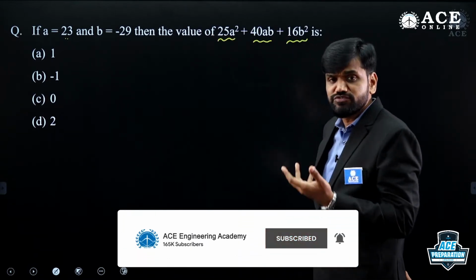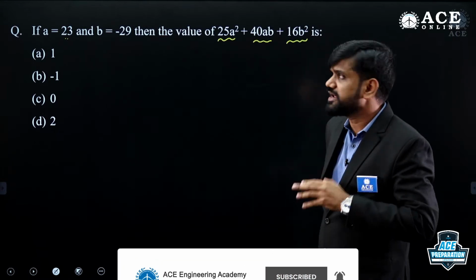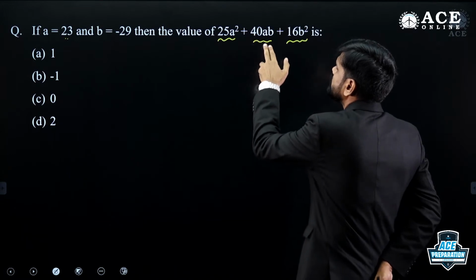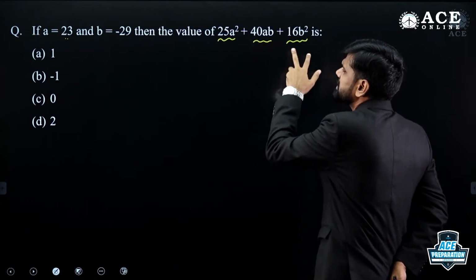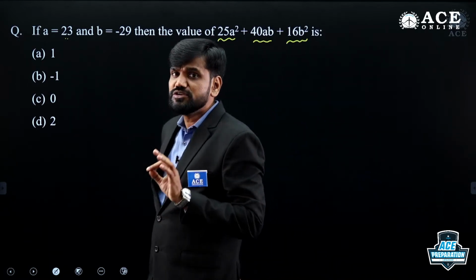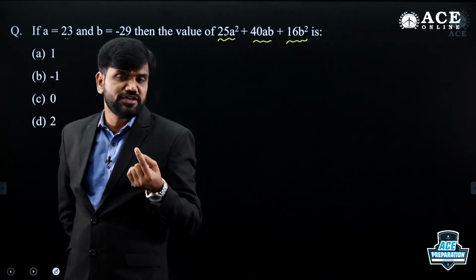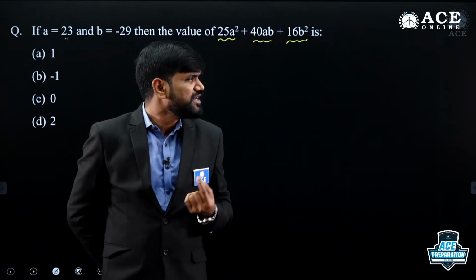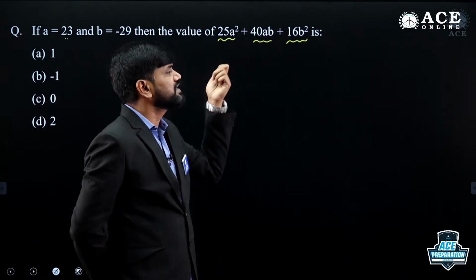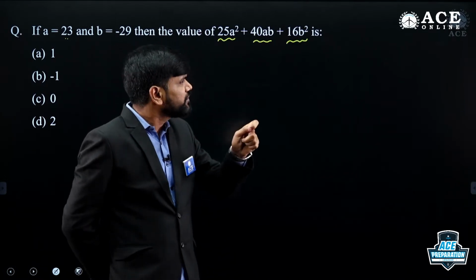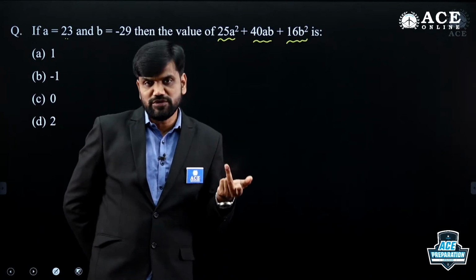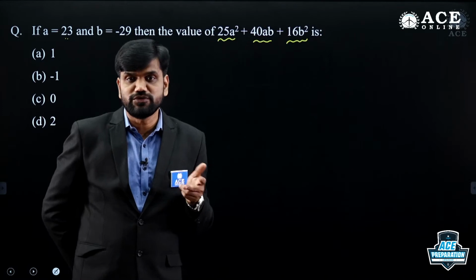We know 23 square is 529, that is right, but 529 into 25 will be difficult. Similarly, 40 into 23 into 29, all those calculations we cannot do. So here they are just testing, do you know the application of identities or not? If you observe it carefully, there is scope to handle it using the concept of identities, if you can convert this into either A plus B whole square or A minus B whole square, so that it will become easy for you to handle.